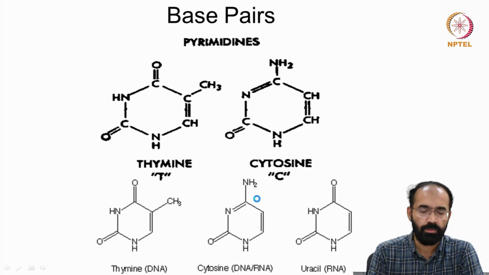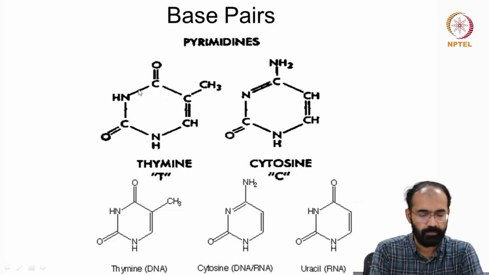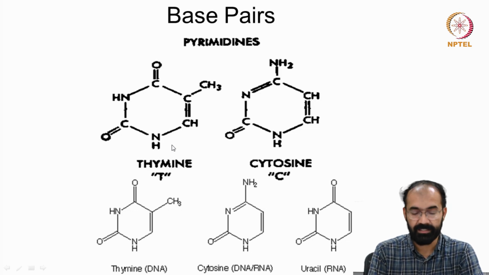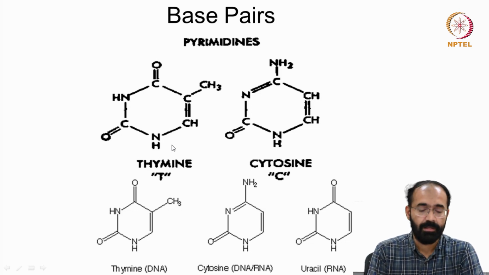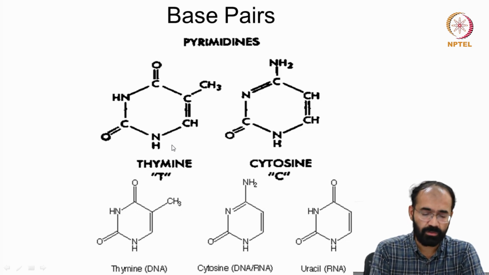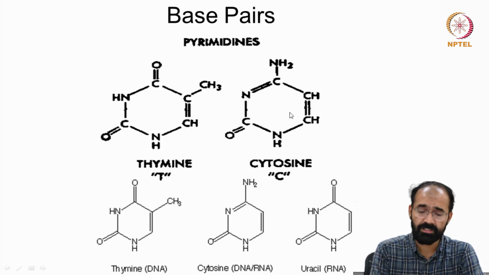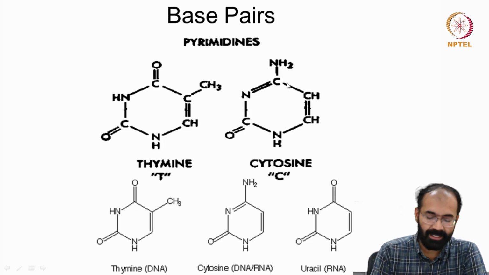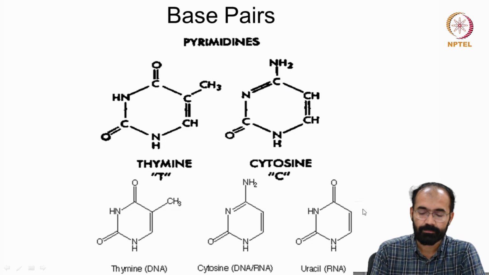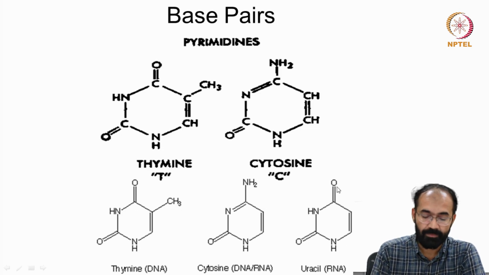Now let us look into pyrimidines. Pyrimidines are of two types, thymine and cytosine in the DNA, whereas uracil and cytosine are in the RNA. If you look closely into the structure, they are also very much similar. Thymine has got a methyl group, whereas cytosine has got an amino group. If you look closely, thymine and cytosine, and then I have mentioned here about the uracil.